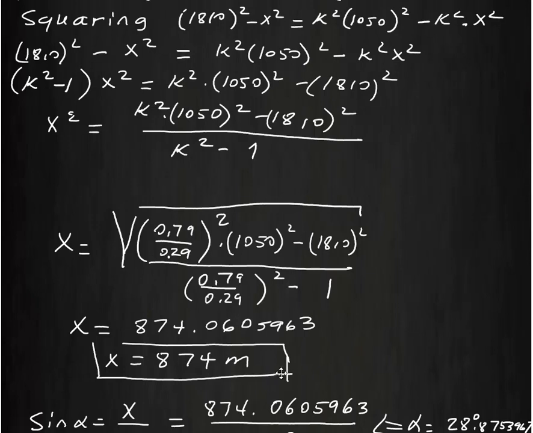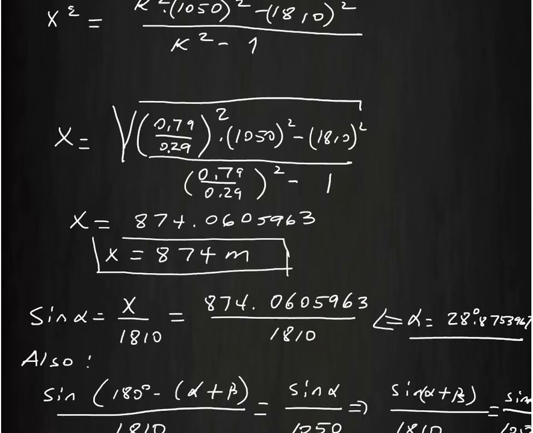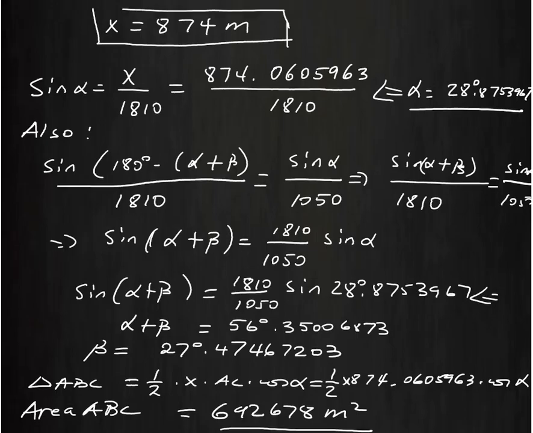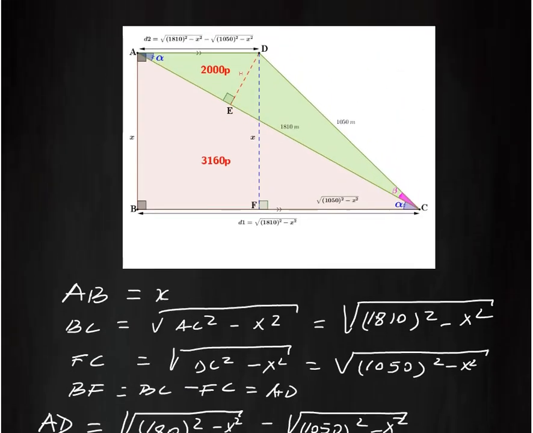From now on, we have thousands of ways to solve this problem. I can consider it solved now, but I'm going to use the trigonometric method here, and we know that sine alpha is equal to x over 1810. That means alpha is 28 degrees 8753967. And also, if we look at the triangle ADC, bring it here. If we look at ADC here, we know that this angle is 180 minus the sum of alpha and beta.